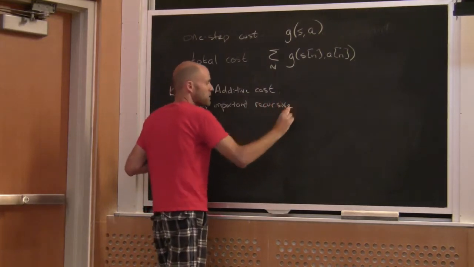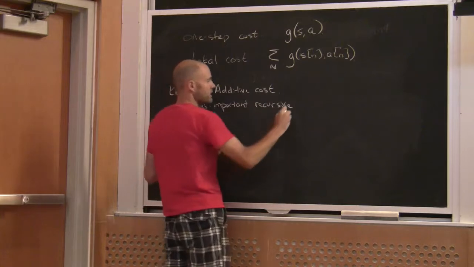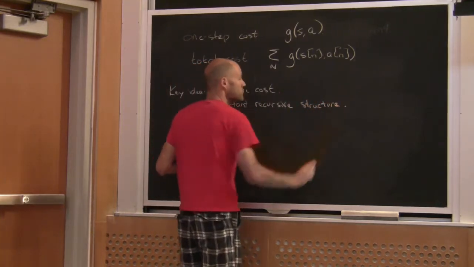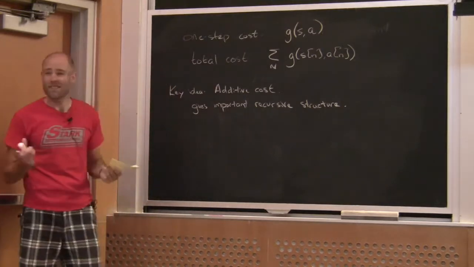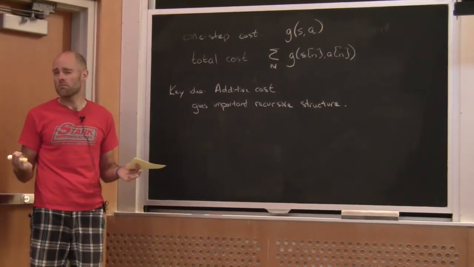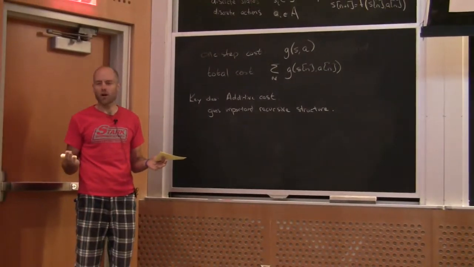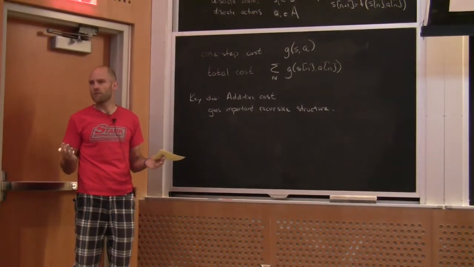And a lot of problems fit in the additive cost formulations. Even something like minimum time, which you might think at first doesn't sound like something that's additive cost. How would you write down minimum time to the goal as an additive cost problem?